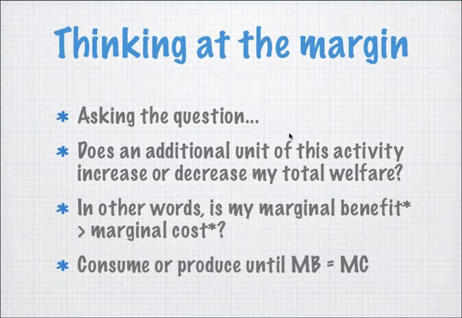So to put these concepts into more quantitative terms, what economists say is that people are actually thinking at the margin. Rational decision makers are thinking at the margin. They're asking themselves: does an additional unit of this activity increase or decrease my total welfare? In other words, is my marginal benefit, which is a very key term, larger than my marginal cost if I choose to consume an additional unit of the good? So what does this actually mean? This sounds like mumbo jumbo.